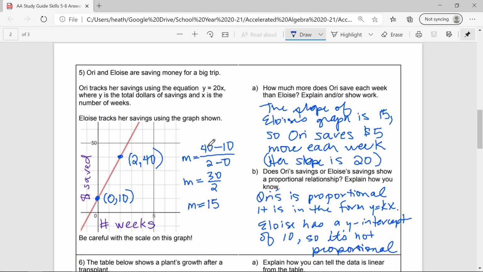And my work is kind of shown over here. All right, now we know that Ori's relationship here is proportional because it's just y equals kx. It's in that form. Eloise's is not. If we were going to write her equation of a line, it would have a +10, right? And so that's not proportional.